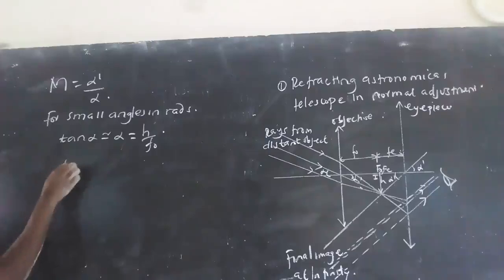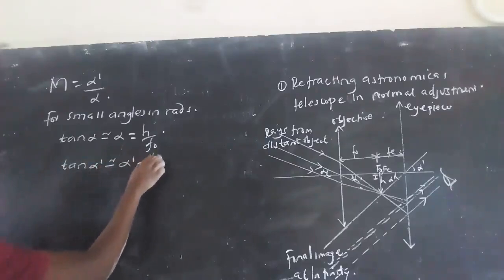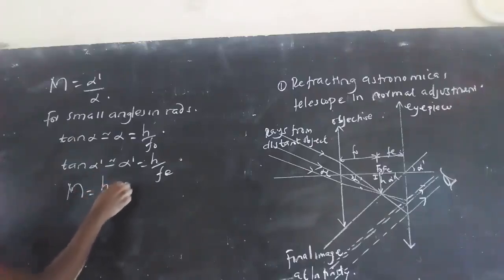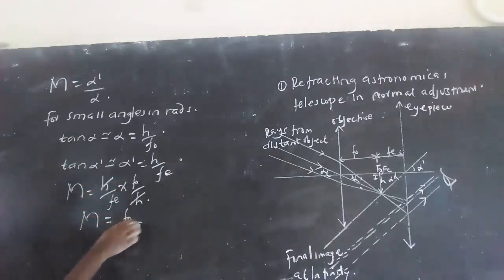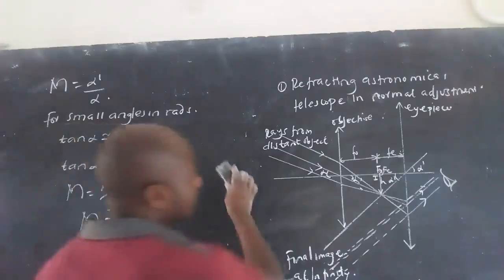Then tan alpha prime is approximately equal to alpha prime, which is h over f what? Fe. So magnifying power will become h over Fe times f naught over h. H will cancel, so magnifying power will become f naught over Fe. Separation of the lenses will become f naught plus f what? Fe. Separation of the lenses is equal to f naught plus Fe.